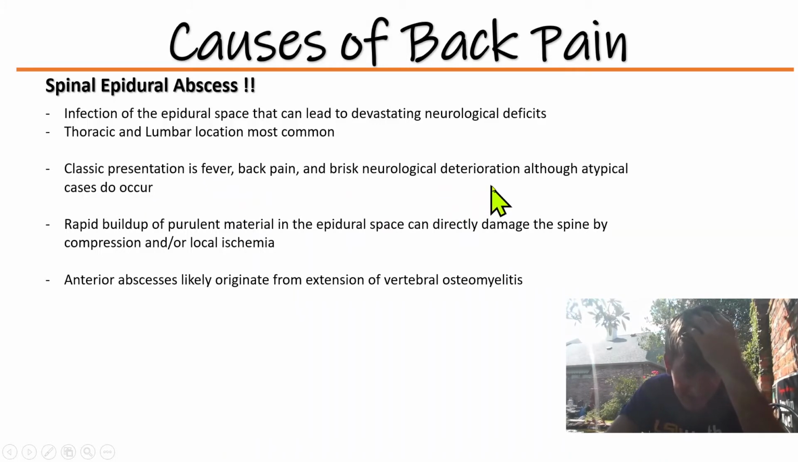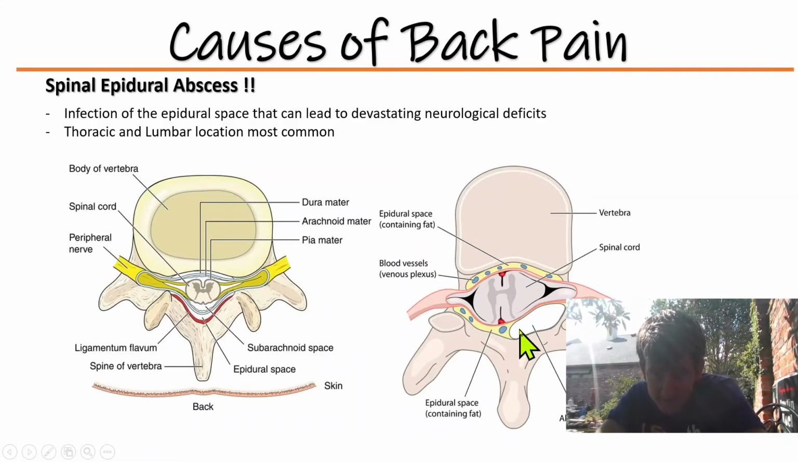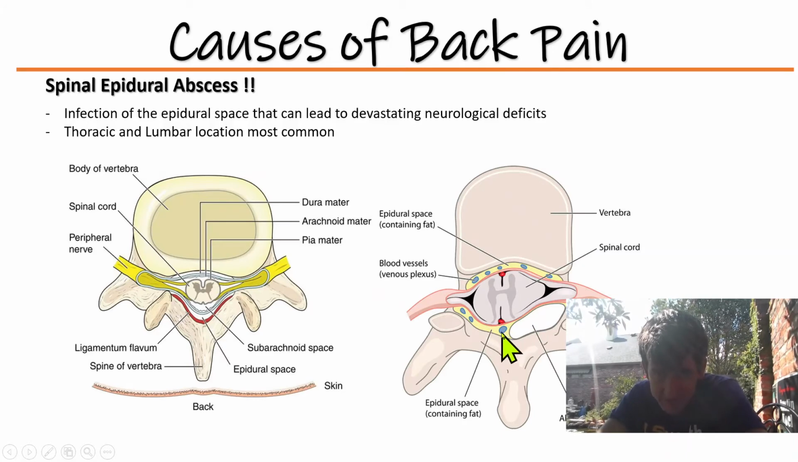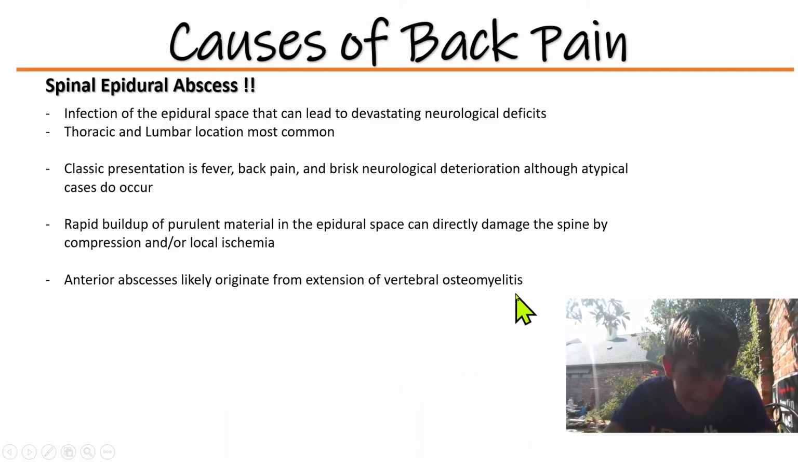If this triad is here, no excuse, get the MRI. This is high suspicion. But just back pain, atypical, very bad, follow up these patients, because you don't want to delay this. So you have this buildup of pus in the epidural space, and it's growing, it's enlarging. It can directly damage the spine by compression or ischemia. You have blood vessels in here, ischemia can occur, so double damage.